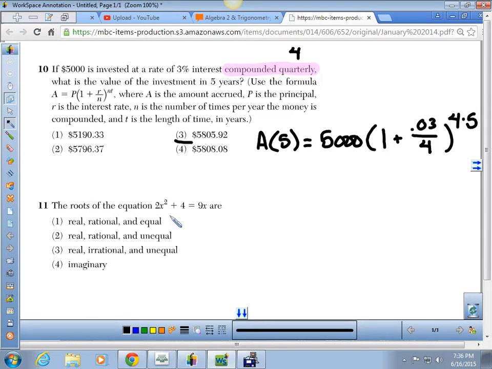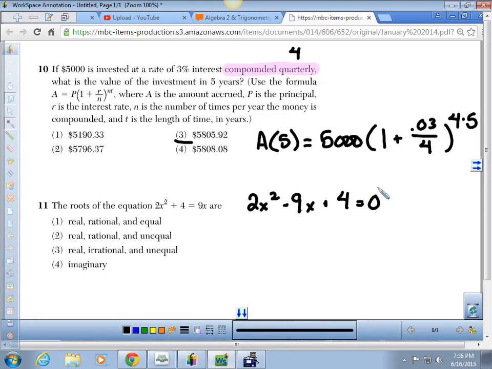Number 11, what kind of an equation do we have? What do we always do to quadratics no matter what way we're going to solve them? Yep, so what are we going to get here in standard form? 2x squared minus 9x plus 4 equals 0. Now, folks, do they want to know what the actual roots are? No, they don't want to know what the roots are. They just want to know the nature of the roots. They want to know if they're real or imaginary, rational or irrational, equal or unequal.